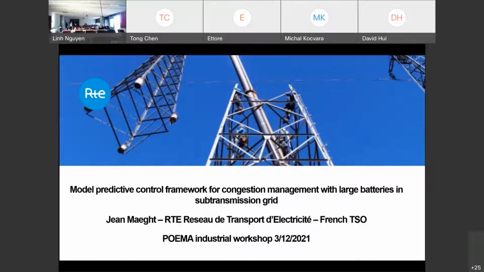In some countries, for instance in some parts of the UK, the 60 or 90 kV grid is operated by the distribution company. So this kind of grid, 60 to 90 kV, I will name it sub-transmission. And it is in this sub-transmission grid that I will present the work today.